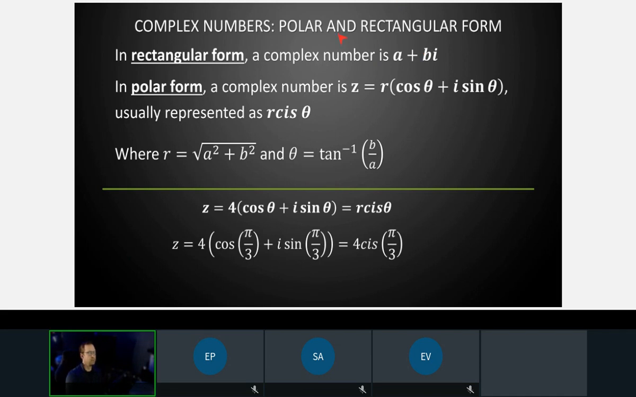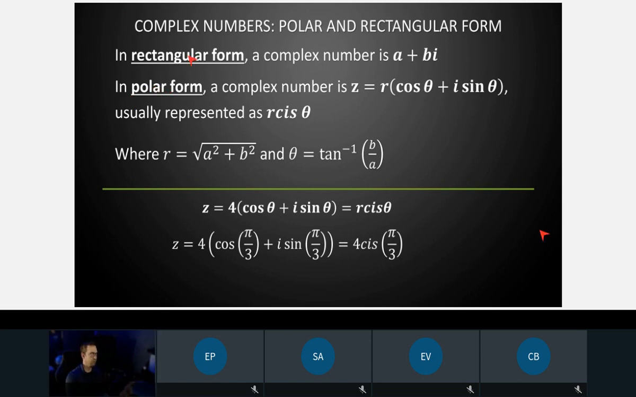All right, complex numbers. Now, I think this is new. Well, actually, this part's not new. In rectangular form, a complex number is in the form a plus bi. We know that, right? A complex number in rectangular form is a plus bi. We've been working with those all last week, right? Yep. All right. Something that is new today would be polar form.